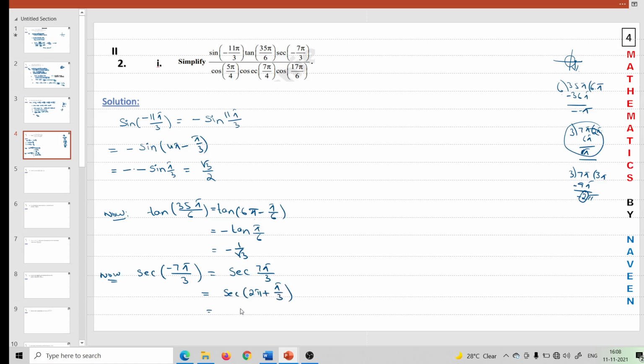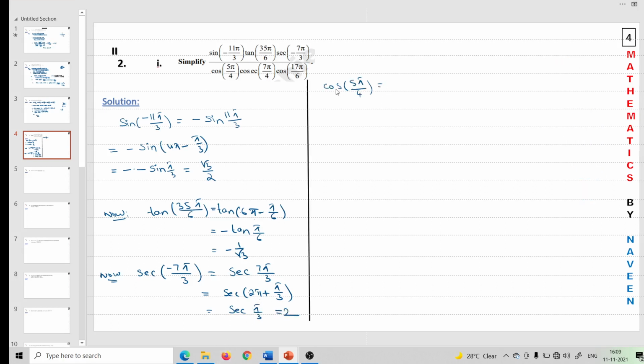In first quadrant all are positive, and the pi by 2 multiplied by 4. There is no change in trigonometric ratio. So secant of pi by 3. Secant of 60. Pi by 3 means 60. Secant 60 means reciprocal of cos 60. What is the cos 60 value? 1 by 2. So here 2. Clear?